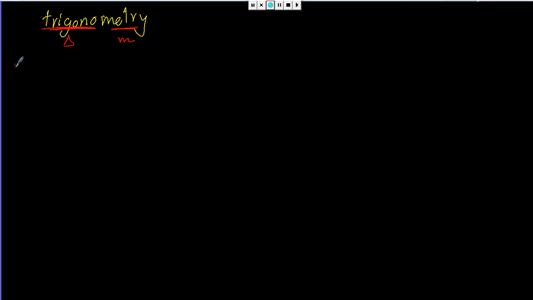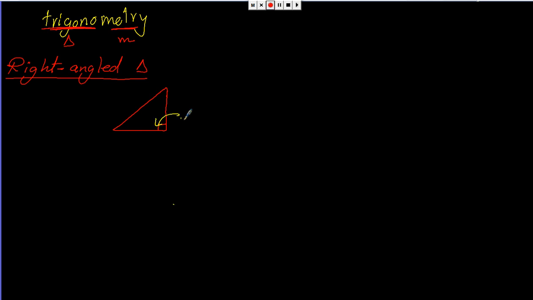I will remind you of some basics about the right angled triangle. A right angle triangle is a triangle which has a right angle, here, and the other two are acute angles. First, we must know that the side opposite to the right angle is called the hypotenuse. This side is called the hypotenuse.